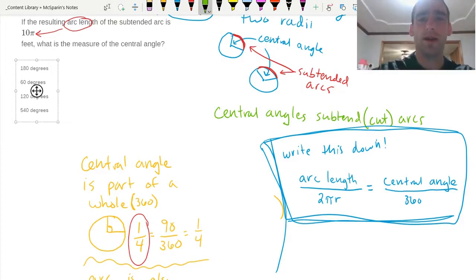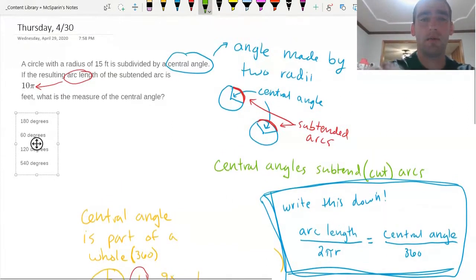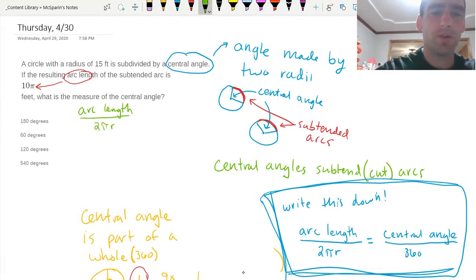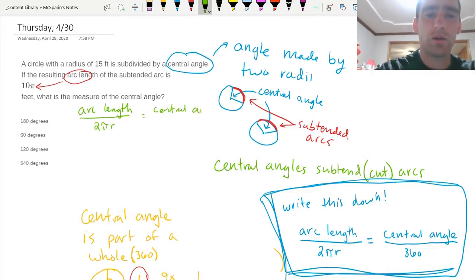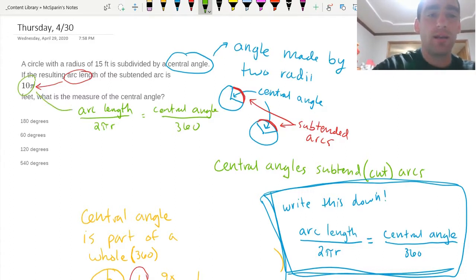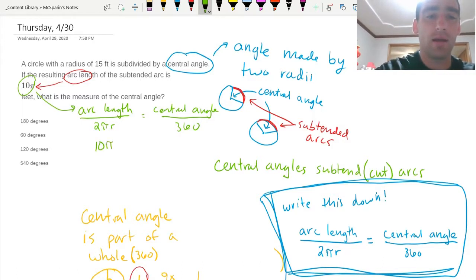And here's what I'm going to do. I'm going to rewrite arc length over 2 pi r equals central angle over 360. Now, I'm going to plug the parts in. So if I know that my arc length is 10 pi, I'm going to plug it in right there.